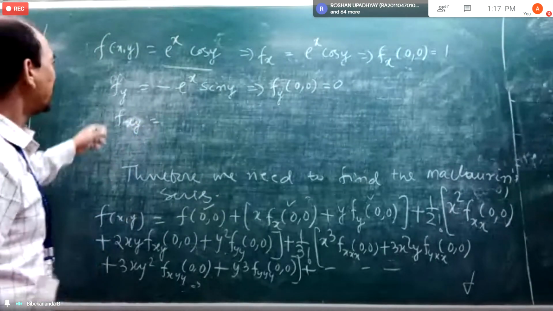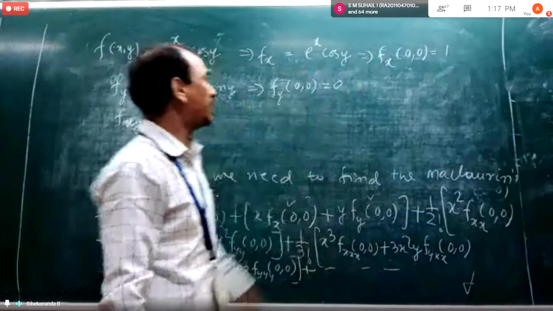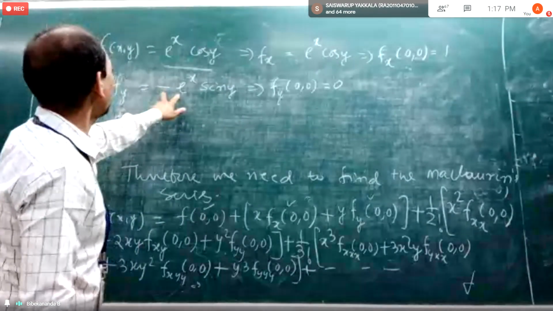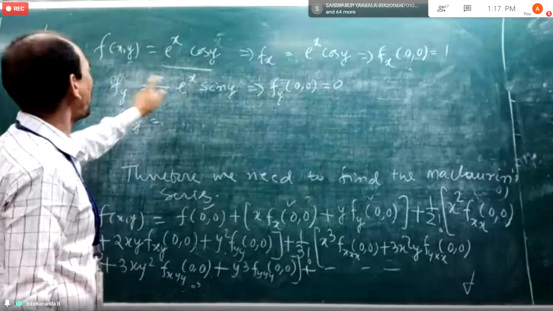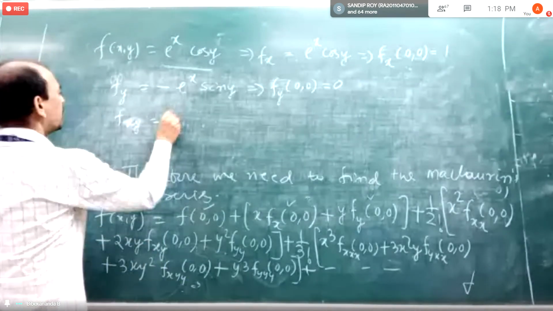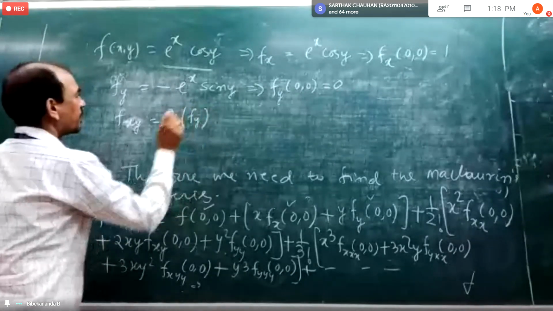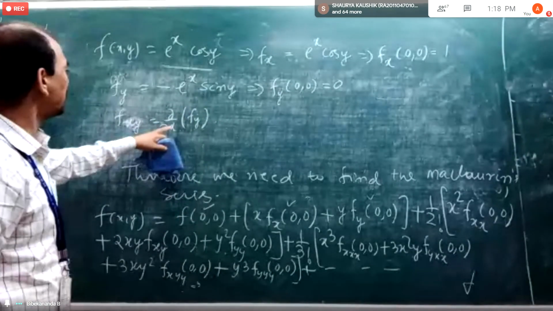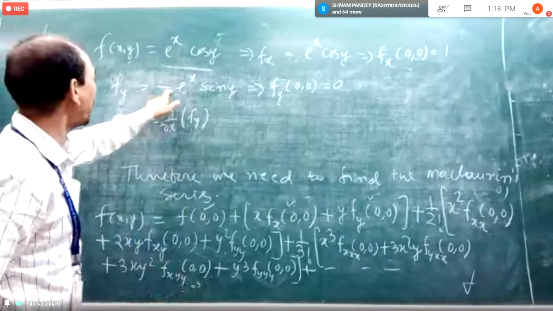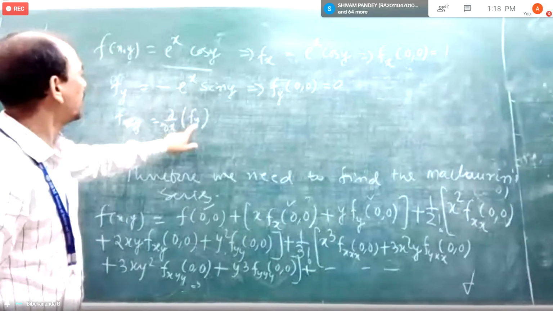That means you differentiate the fy with respect to x, or fx with respect to y, whichever you write. So let us differentiate fy with respect to x. Fxy means dou by dou x of fy, the partial derivative of fy. But you have fy here. What is the derivative of this fy with respect to x?